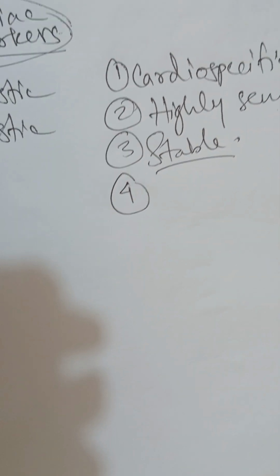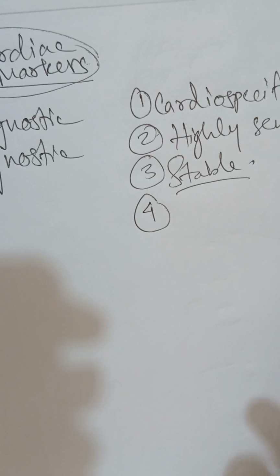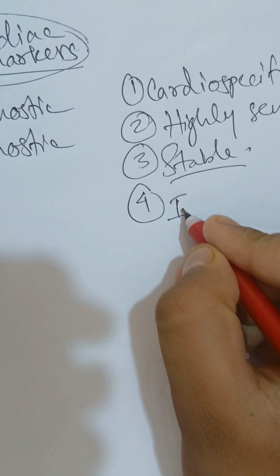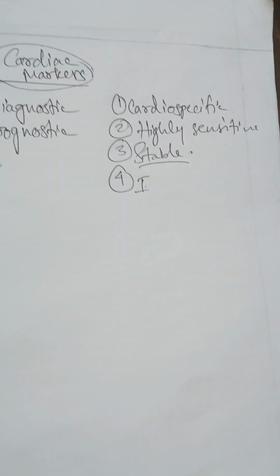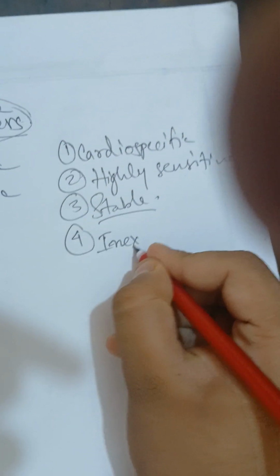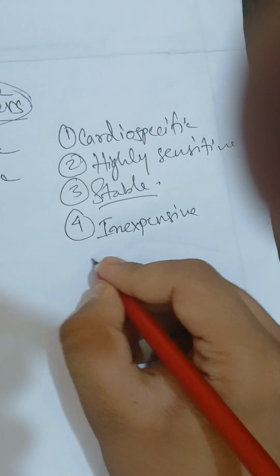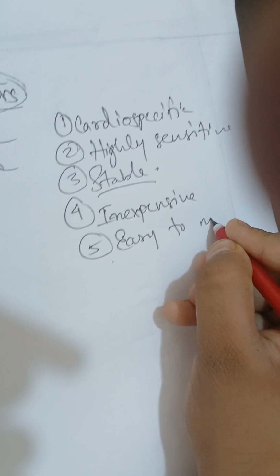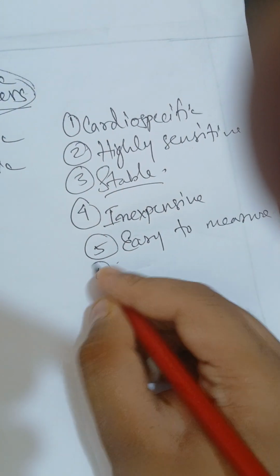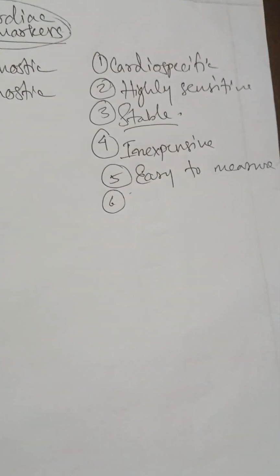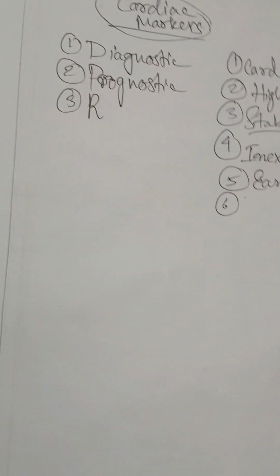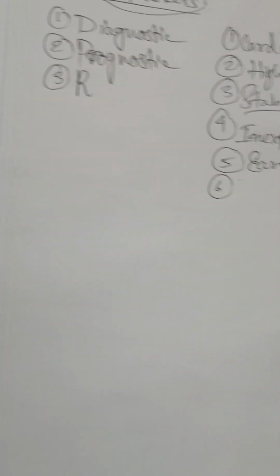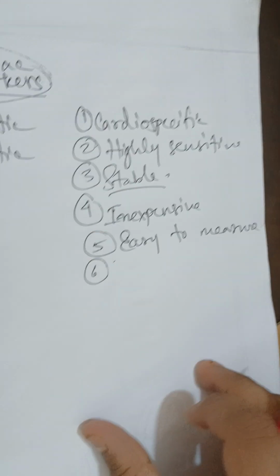Number four, the cardiac markers have to be inexpensive. To measure the cardiac markers, it shouldn't cost a lot of money. Number five, easy to measure. And number six, the rate of release of the cardiac markers from the damaged cardiac cells should be directly proportional to the amount of damage of the cardiac tissue. So these are the six criteria of cardiac markers.